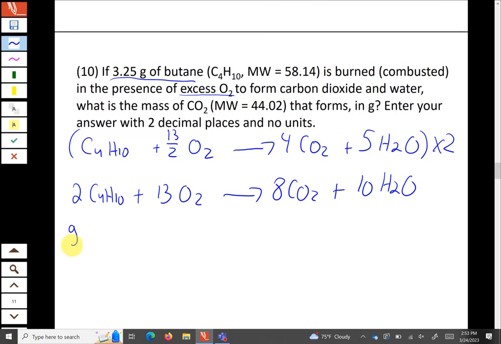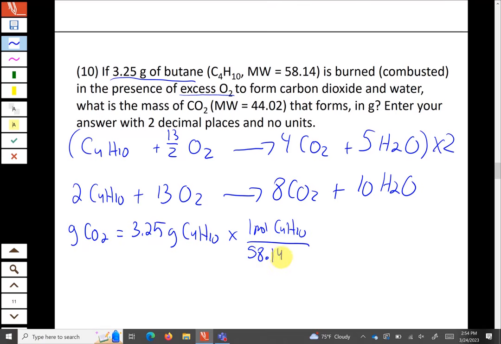All right, so what we're looking for is the grams of CO2 when we burn 3.25 grams of C4H10. So in a stoichiometry problem, the first thing you want to do is take the substance with the known amount and convert it into moles. So 1 mole of C4H10 has a mass of 58.14. We gave you that number here in the problem. That's the molecular weight or molar mass of that compound. So that cancels out grams.